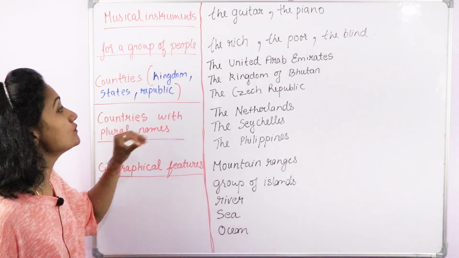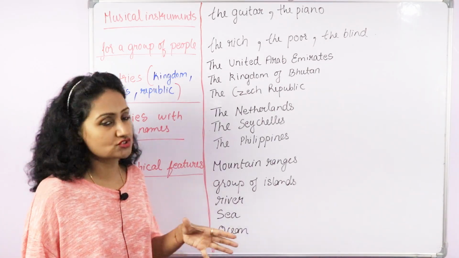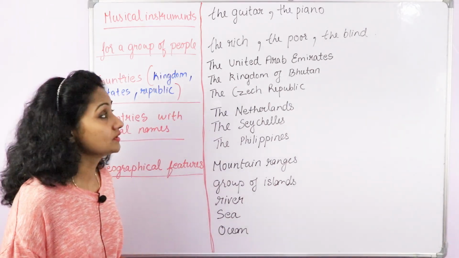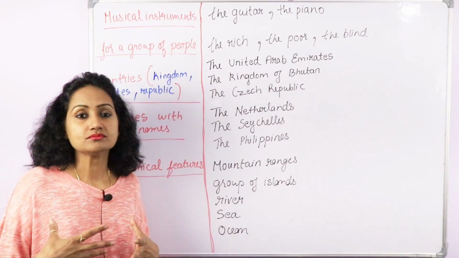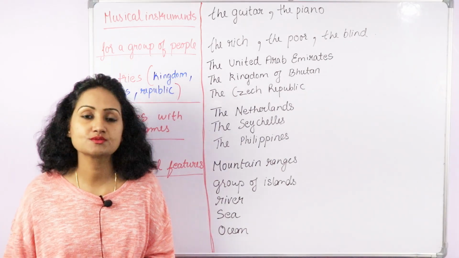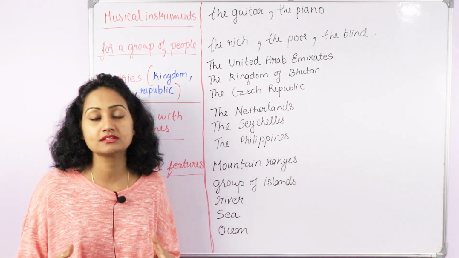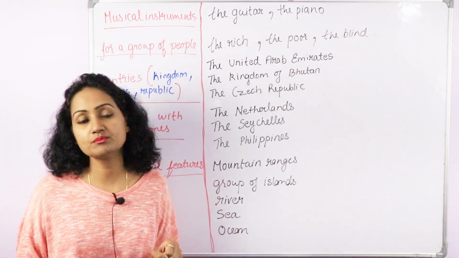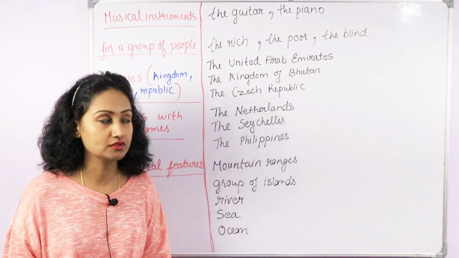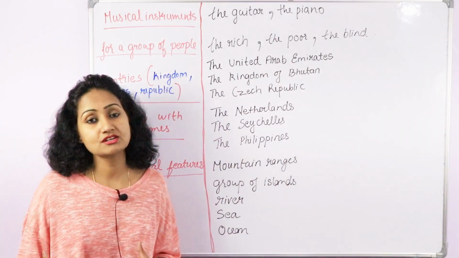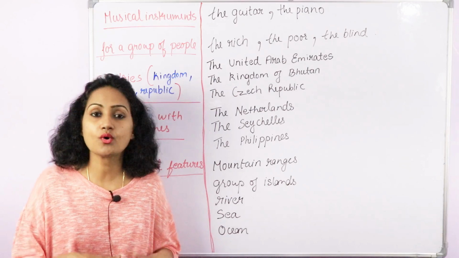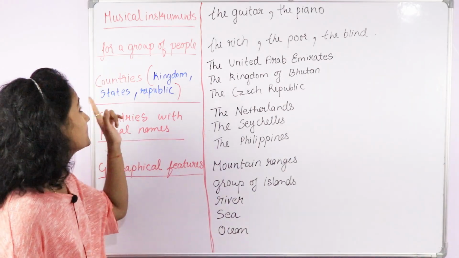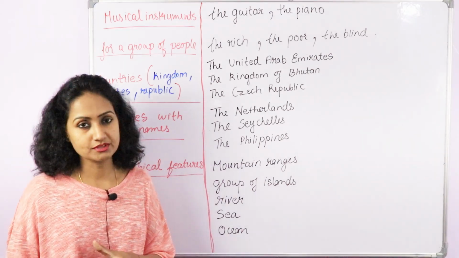Next is for a group of people. For example, the rich. So the rich means all rich people, the poor, the blind. A multi-speciality hospital has been made for the blind, for the disabled, meaning all blind people, all disabled people. The rich should donate more to the poor, so all rich people, all poor people. So, for a group of people.